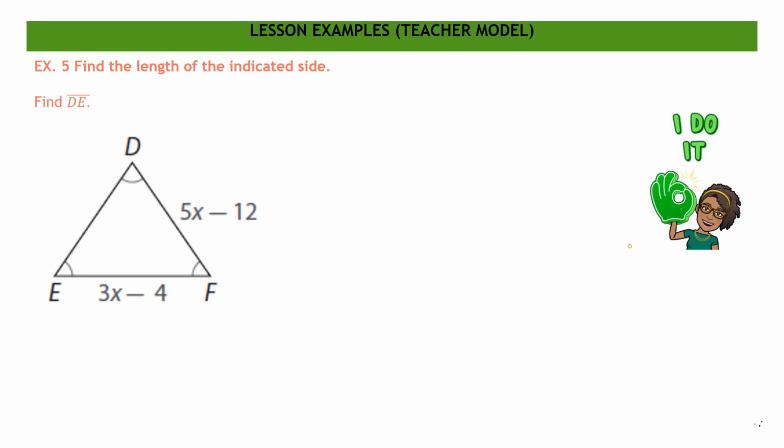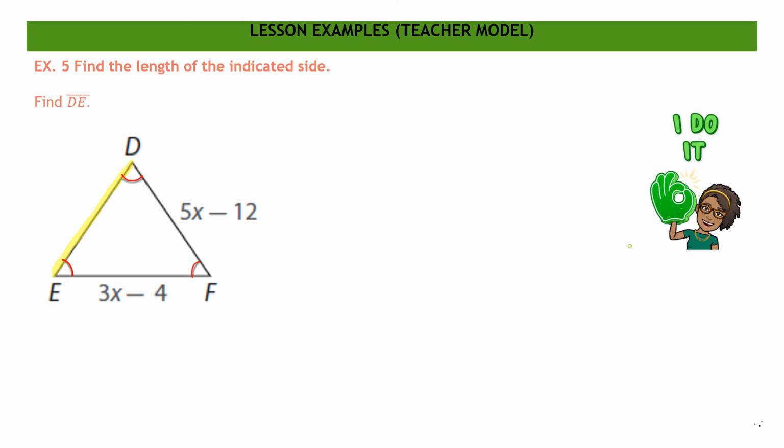Okay, so we're looking at our last example, which is example number 5. And we see here that they are asking us to find the length of the indicated side. So the side that we're looking for is side DE, which is located here. However, they give us some information in the problem. They state that angle D, angle E, and angle F are all congruent angles.